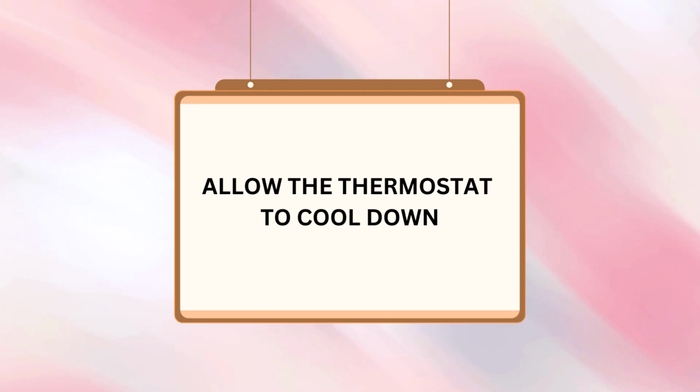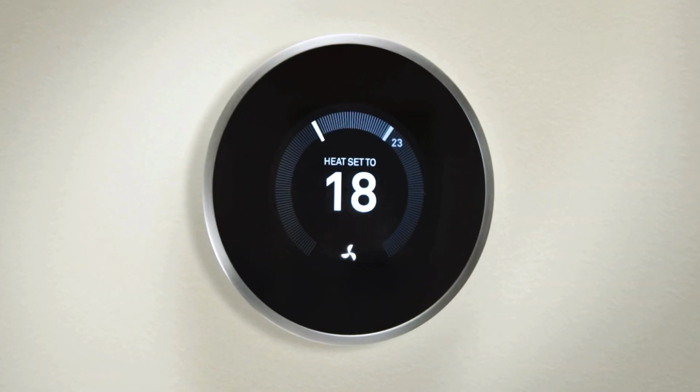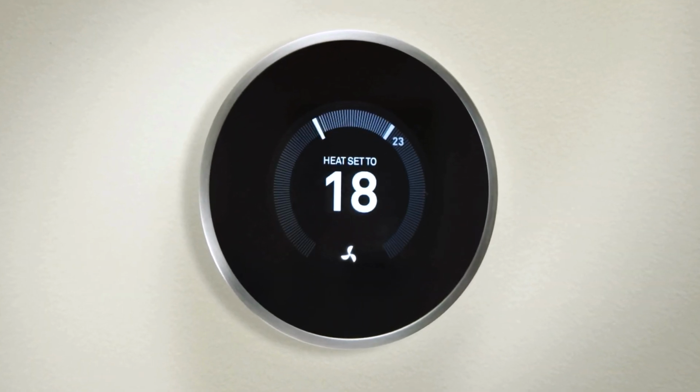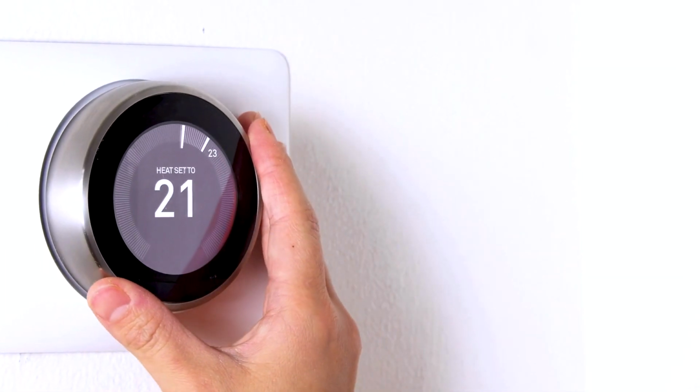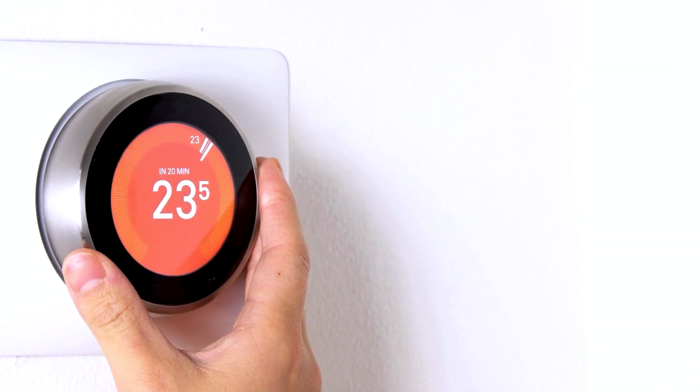Allow the thermostat to cool down. If the thermostat shuts down due to overheating, the best course of action is to wait for it to cool. Once the thermostat's internal temperature lowers to a safe point for operation, it continues heating.